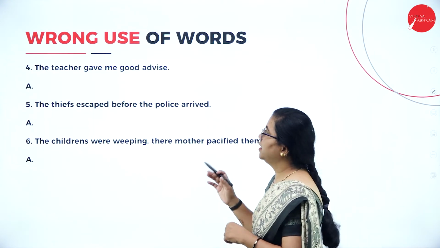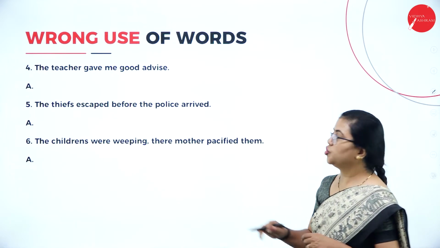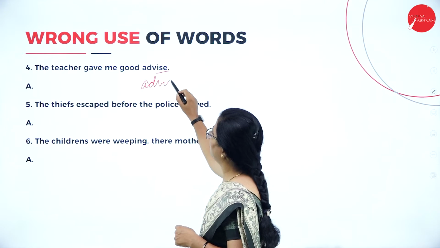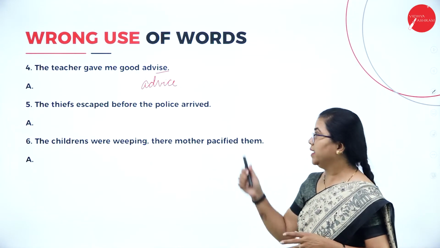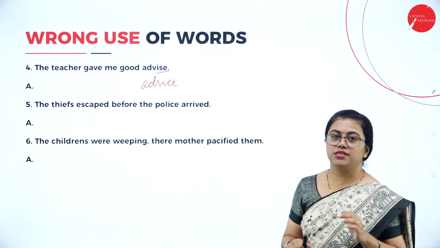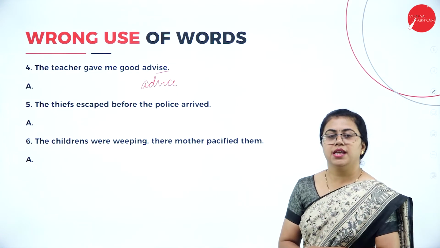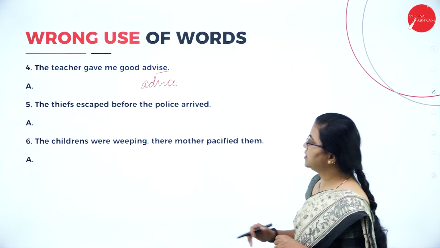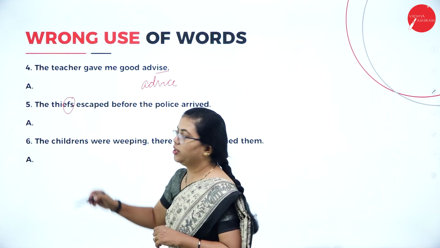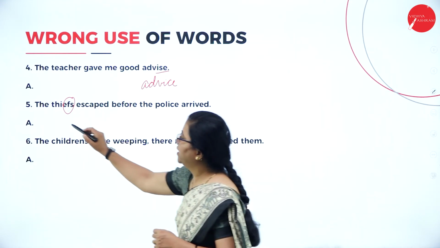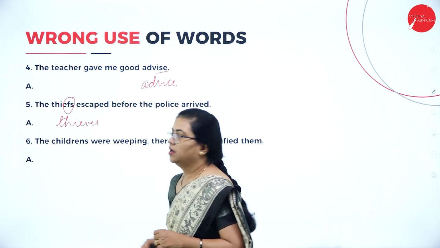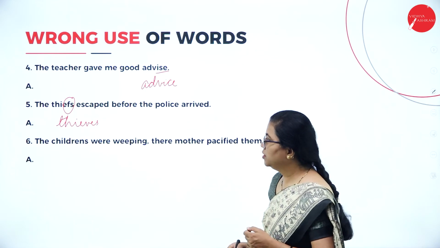Fine. Next, the teacher gave me good advice. So here advise, it is a verb what you have used, but you have to use a noun here. Okay, it has to be advice, A-D-V-I-C-E. C-E is noun, S-E is verb. Next, the thieves escaped before the police arrived. So here plural, you need to check the spelling. It is thieves, T-H-I-E-V-E-S. Fine, the plural you need to concentrate.